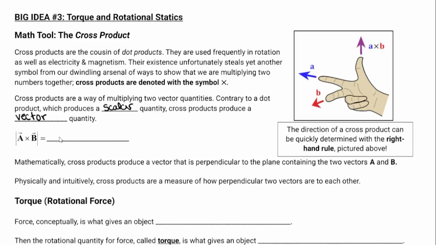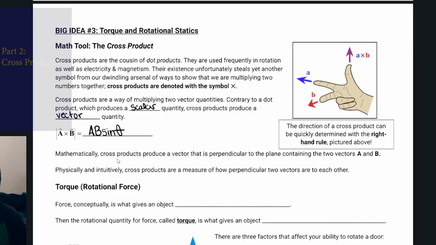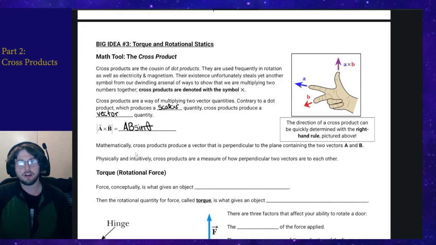A cross product can very quickly be calculated by taking the magnitude of vector A times the magnitude of vector B times the sine of the angle between them. This is very similar to the dot product, which would have you multiply those same two magnitudes, but with the cosine of the angle between them. Really, mathematically, the thing to take away here is that cross products produce a vector that's perpendicular to the plane containing the two vectors A and B.